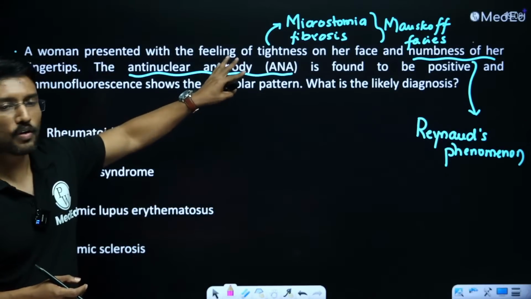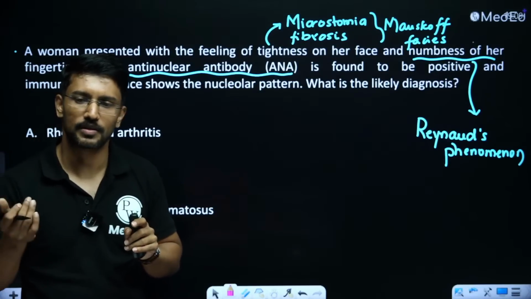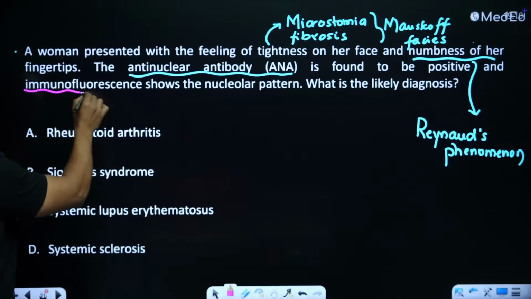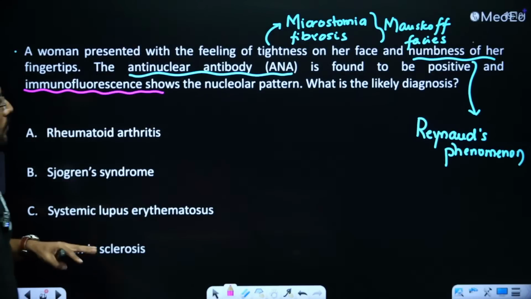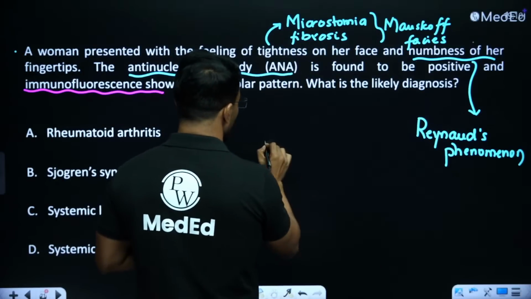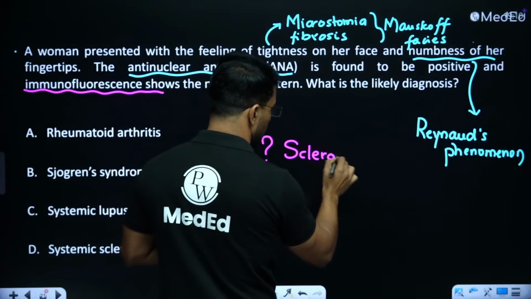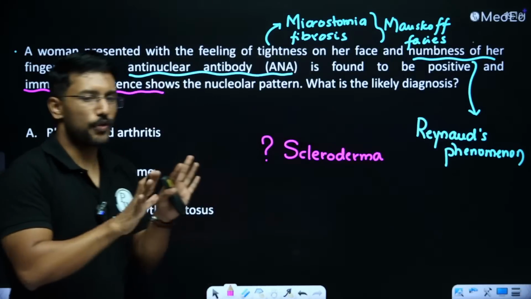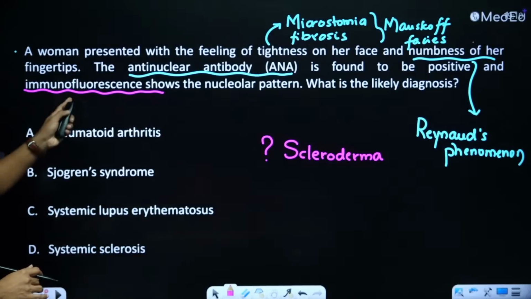So ANA is not very specific. It's a very sensitive investigation for various rheumatological disorders, but it's not very specific either. But the pattern, the immunofluorescence pattern, may hold some clue. So from the clinical story of this tightness on the face and a Raynaud's phenomenon put together, we are thinking of the possibility of scleroderma already. But there is a vague possibility of SLE as well. So that is where the ANA pattern will come into picture.